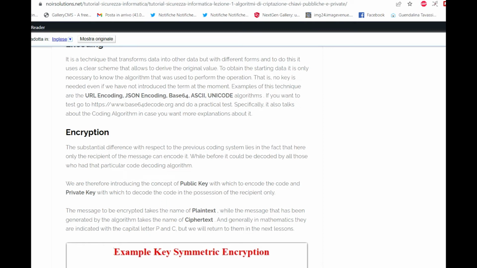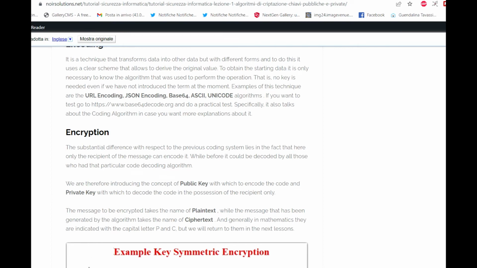If you want to test, go to this address and you can do a practical test. Specifically, it also talks about the coding algorithm in case you want more explanation about it.